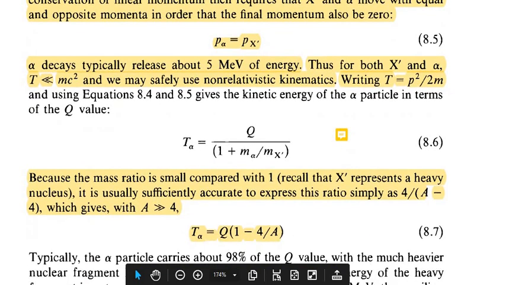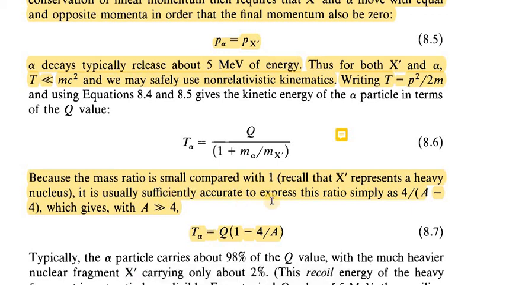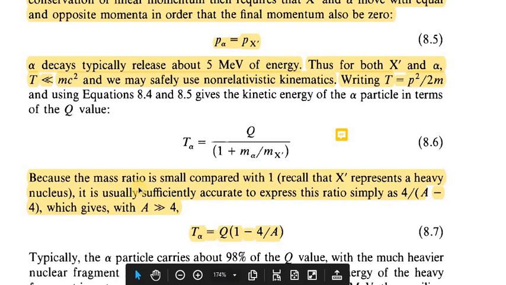Because the mass ratio is small compared with 1, it is usually sufficiently accurate to express this ratio simply as 4 by (A minus 4), which gives, with A much greater than 4, T_alpha equal to Q into (1 minus 4 by A). ഇത് നിങ്ങൾ ചെയ്ത് ഇത് എങ്ങനെ ഈ ടേം കിട്ടിയെന്നുള്ളത് ചെയ്തിട്ട് കിട്ടിയില്ലെങ്കിൽ എന്നോട് ചോദിച്ചാൽ മതി കേട്ടോ.